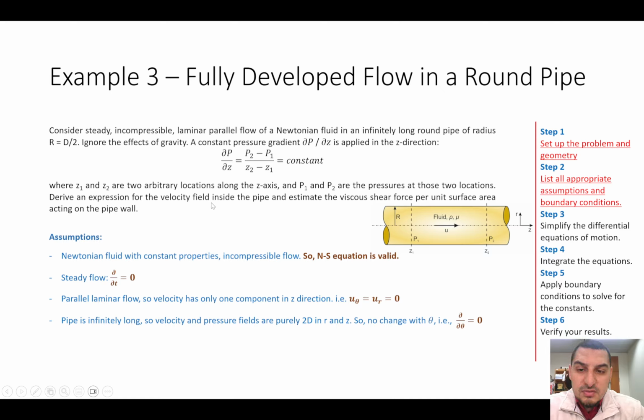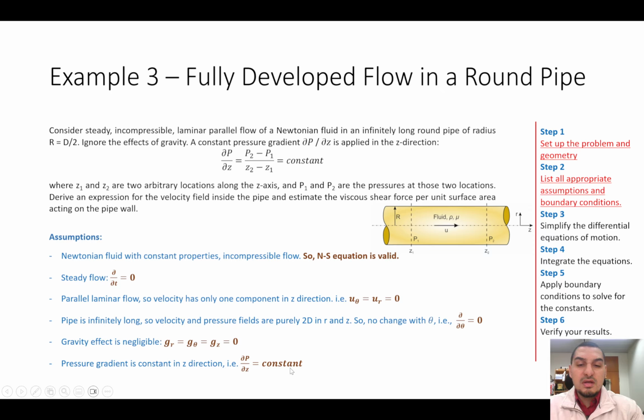We need an expression for the velocity field, and we want to find the shear force per unit area. It didn't say it here, but I think we can. Oh, it says, I'm sorry, I forgot it. It says ignore the effect of gravity. So the three gravity components in r, z, and theta are going to be zeros, all of them. And we know that dP by dz is constant. So these are all the assumptions that we will have.